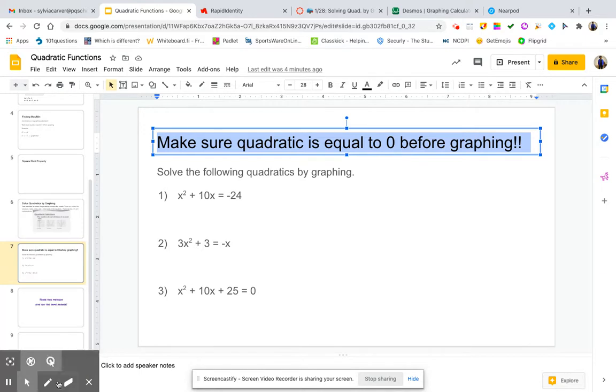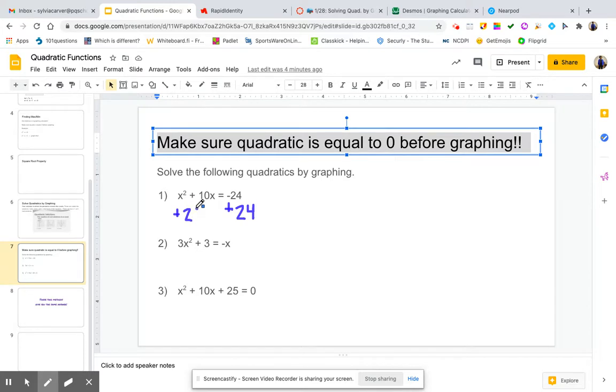So if I go through here, I got some examples that we'll take a look at, and then we'll graph them in Desmos. So the directions say solve the following quadratics by graphing. So x squared plus 10x equals negative 24. I cannot type this in just as it is. I need to move this negative 24 to the other side. So the opposite of a negative 24 is to add 24 to both sides, because we know that's the opposite. And we're going to add 24 on this side.